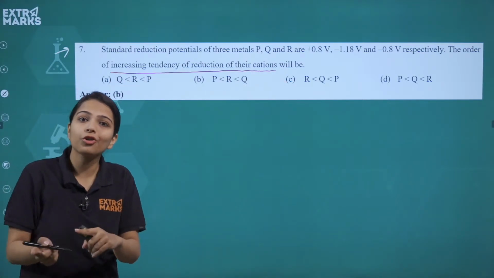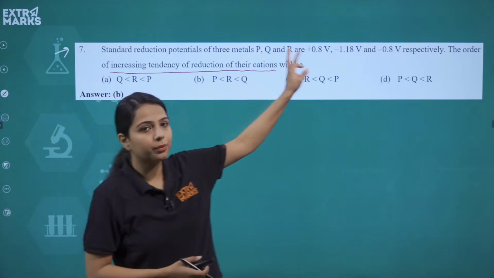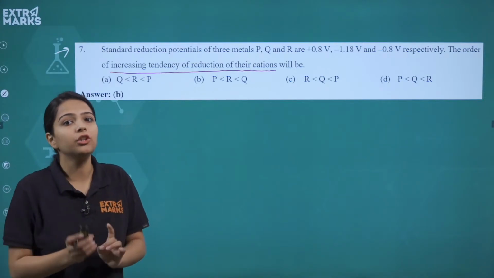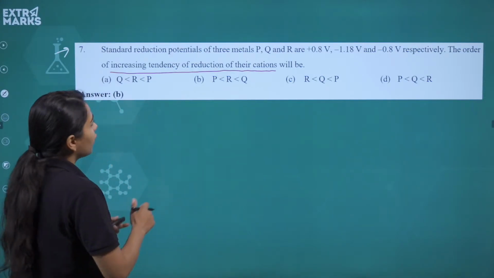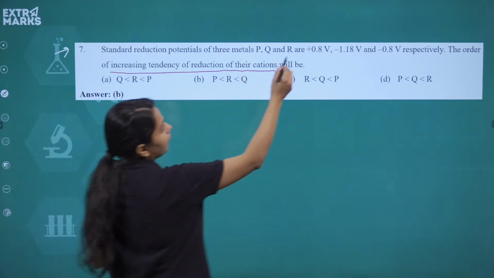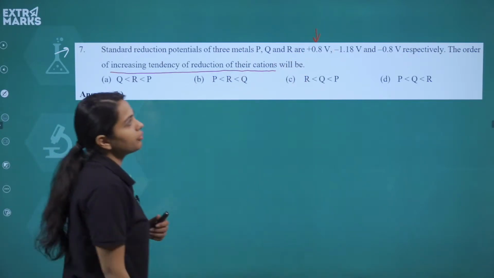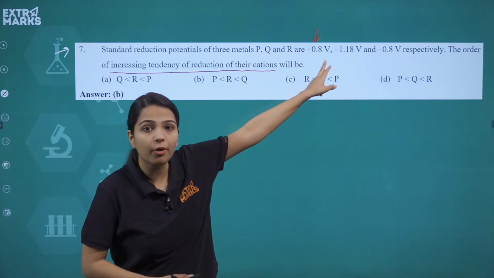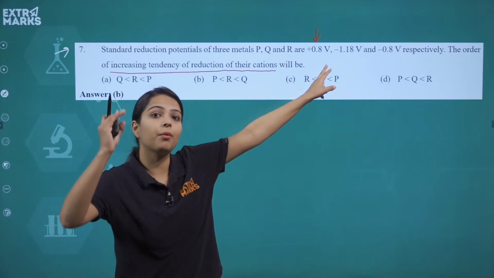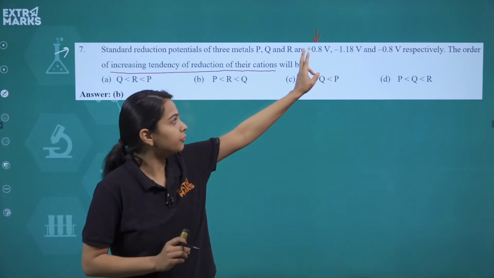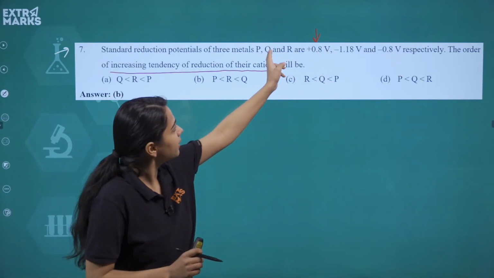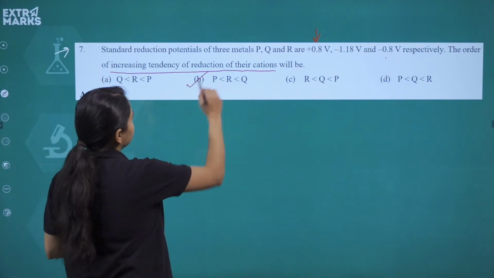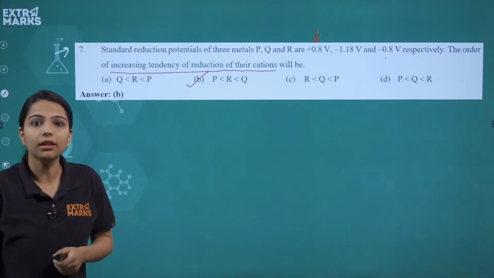So when we are talking about cations, these values will be reciprocated here, and now the highest value will be for which case? Now if I talk about P, this is having positive 0.8. So the reduction of cation will be minimum for this, because this is a positive value. Okay, this will be minimum over here, and then we will be having minus 0.8 and then minus 1.8. So over here the answer is going to be option B, P, R and Q.